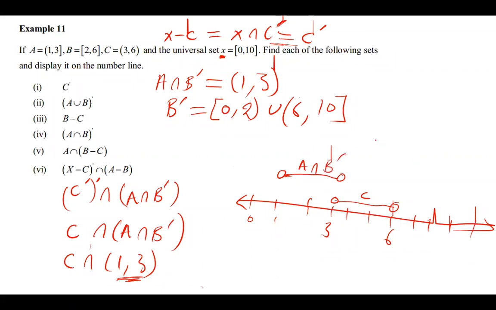So the answer for this one here will simply just be an empty set, because the point which was supposed to be common between these two sets is not part of any of the sets. Yeah, because you can see that 3 here is not part of A intersection B complement. It's also not part of C, meaning it's an empty set. The answer is an empty set. So you can either show it by this symbol or just by writing this.